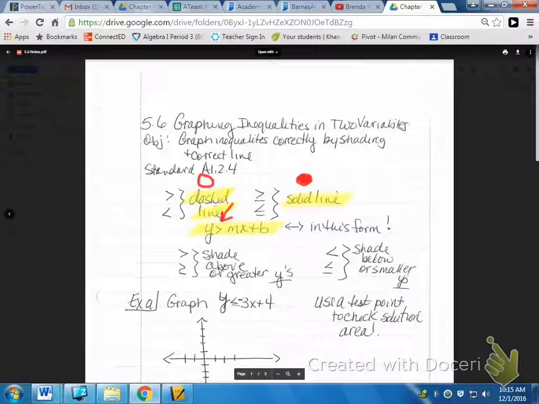If it is greater than or equal to, then you want to shade above the line or where the greater y values are. So greater than means bigger, so you shade up or above it. Less than or equal to means lower, so you shade below or to the lower y's. Okay, so I'll show you some different examples as to why it says below or smaller, why you can't just say below. All right, so those rules you might want to keep handy as you're doing this or getting started. Let's go look at some examples now.